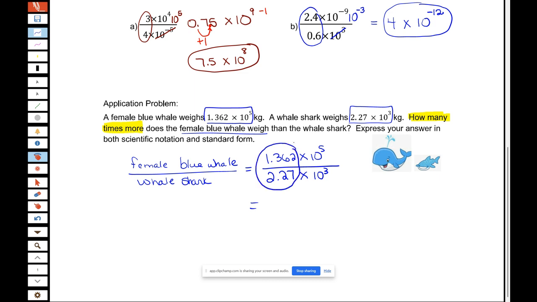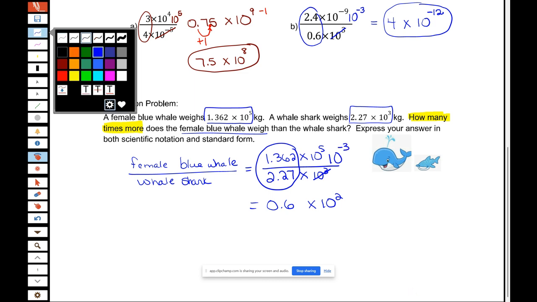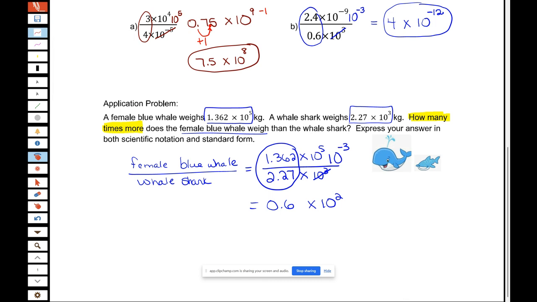I will divide the coefficients using my calculator, and I get 0.6. And I will subtract the exponents. 5 minus 3 is 2. Or I can picture bringing it up and changing the sign and then adding the exponents. Here I do end up having to correct because 0.6 is not between 1 and 10. I'll move the decimal to the right one, which means I will subtract 1 from the power there to balance it out. So I have 6 times 10 to the 2 minus 1 is 1, or that's just 60. So a female blue whale weighs 60 times more than a whale shark.